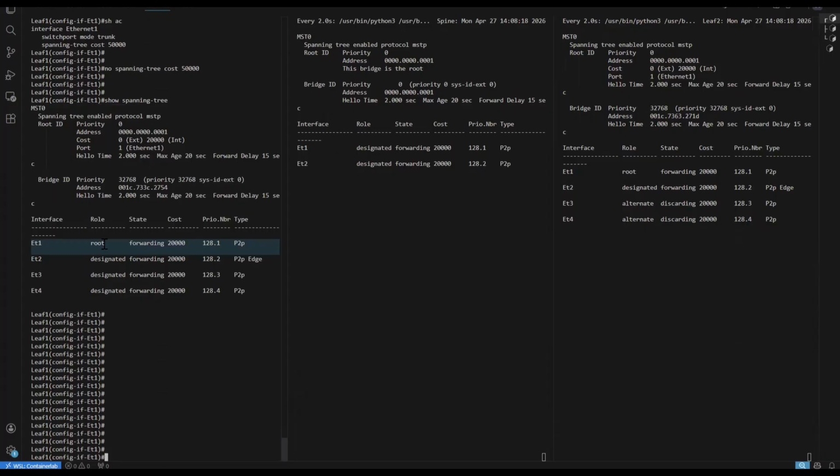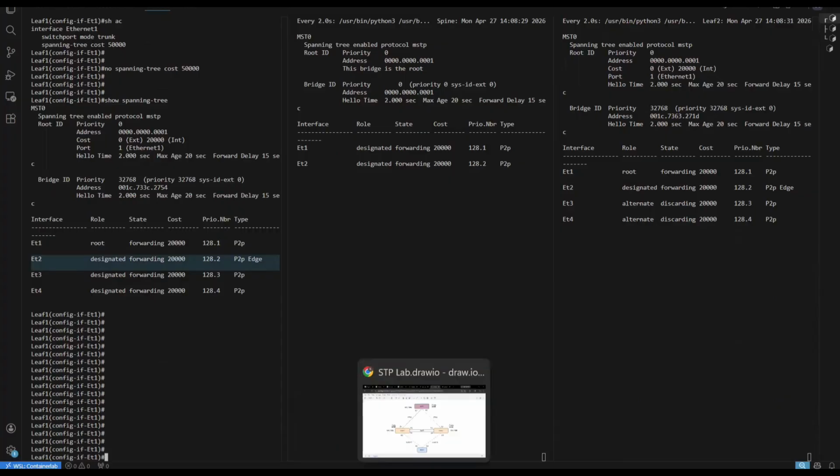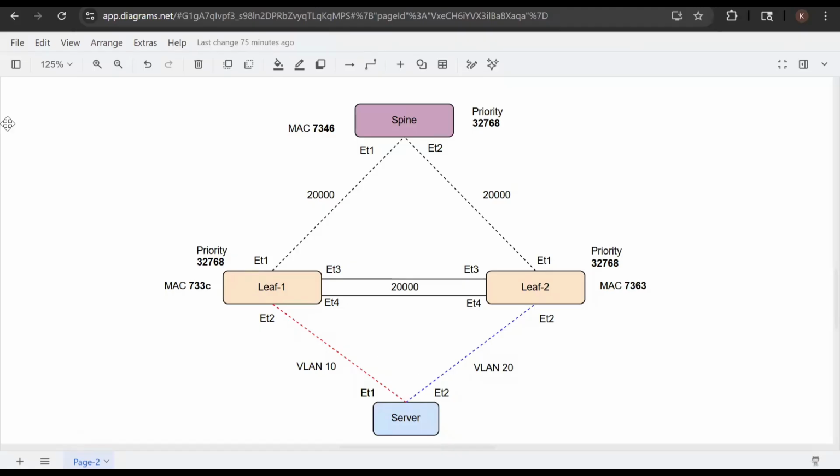So how are designated ports elected? Designated ports are elected per segment, per L2 segment. Let me go back to the topology. If you ask me how many L2 segments I have in this lab setup, I have 4 L2 segments: 1, 2, 3, 4. This one has already become the root, so we are not going to include that for a designated port.